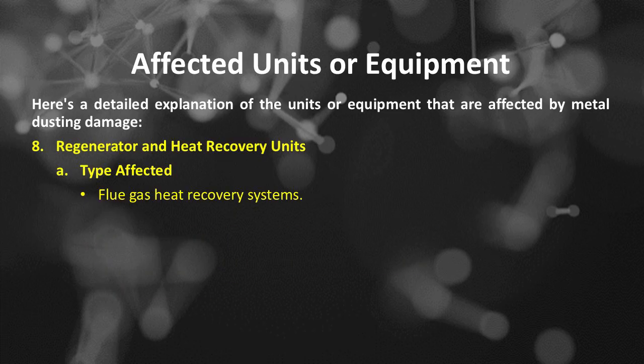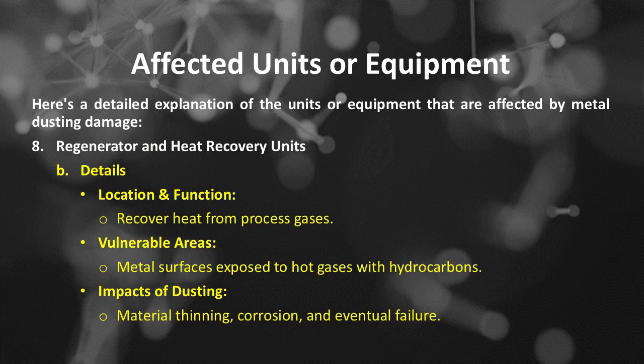Number 8 of the units or equipment that are affected by metal dusting damage is regenerator and heat recovery units. Type affected is flue gas heat recovery systems. Regenerator and heat recovery units details, location and function: commonly used to recover heat from process gases. Vulnerable areas such as metal surfaces exposed to hot gases with hydrocarbons, and impacts of dusting are material thinning, corrosion, and eventual failure.